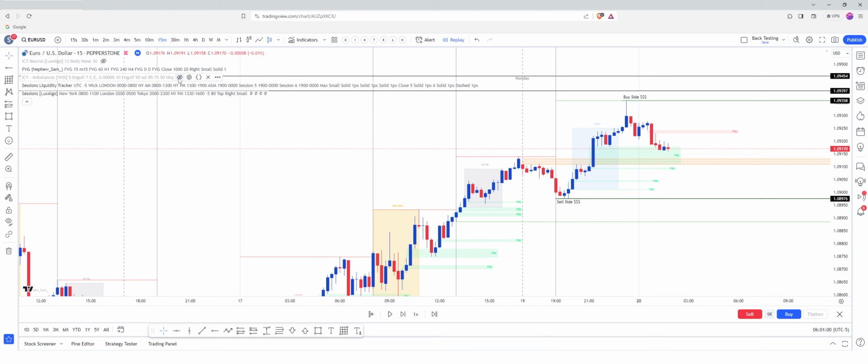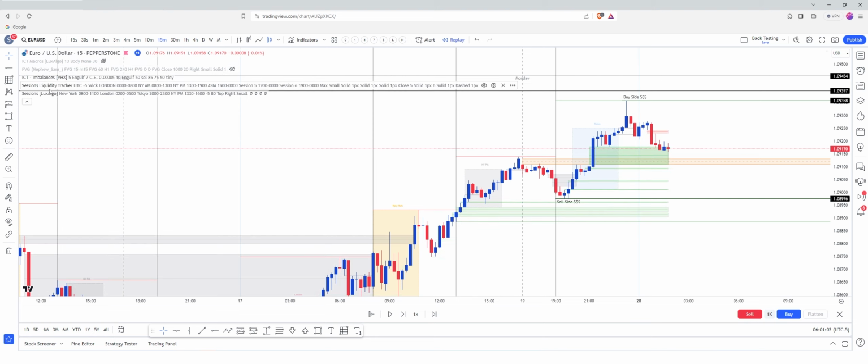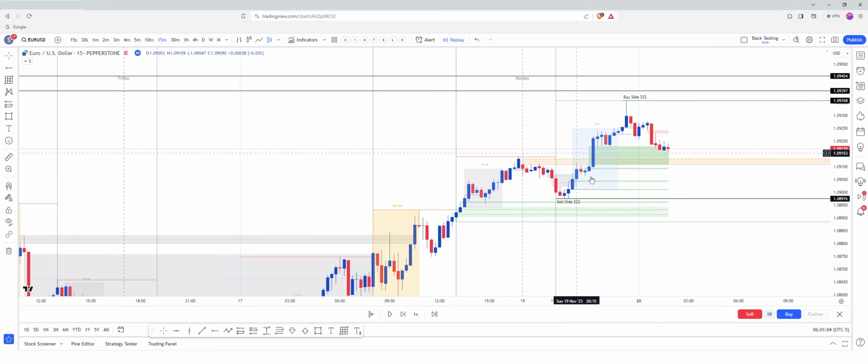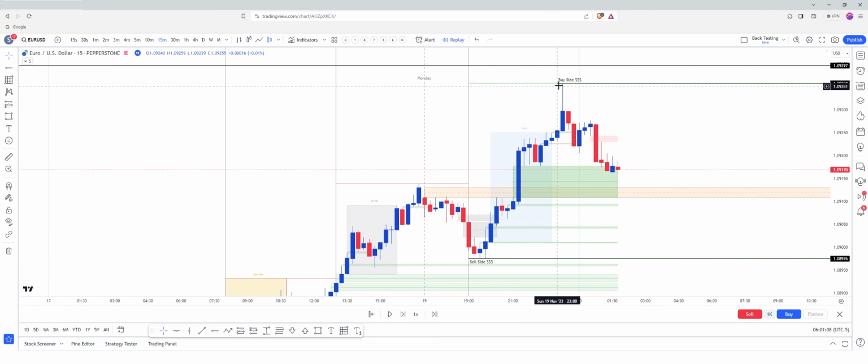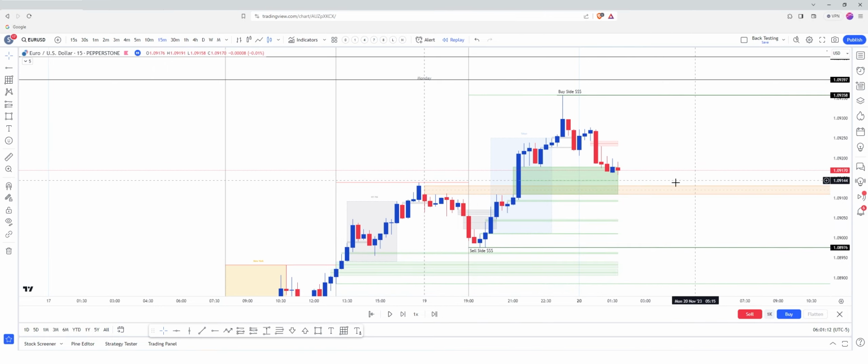Just going to change our imbalances fair value gap indicator to one that works in replay mode. We've marked out our Asia high and our Asia low. We can see that Asia was certainly not a consolidating session. So the first thing that we want to note when we come into the charts is, was Asia consolidating? If Asia was consolidating, then we've potentially got the Judas setup where we look for a sweep of the Asia high for a reversal trade. This to me is a trending market.